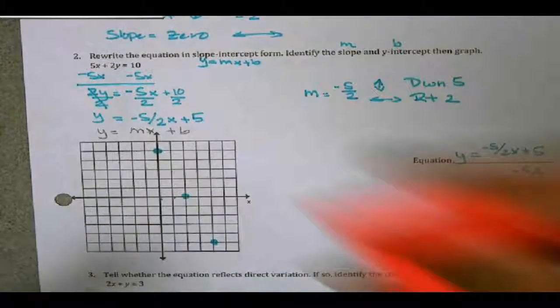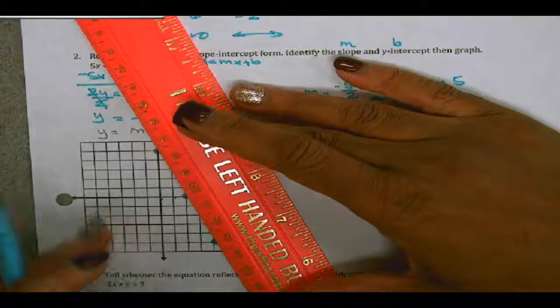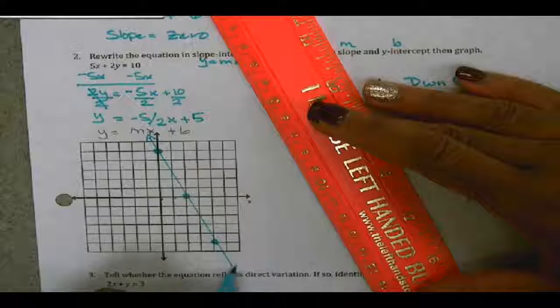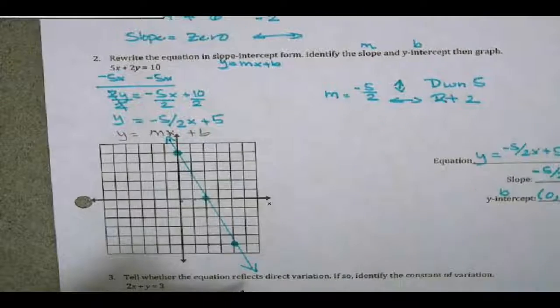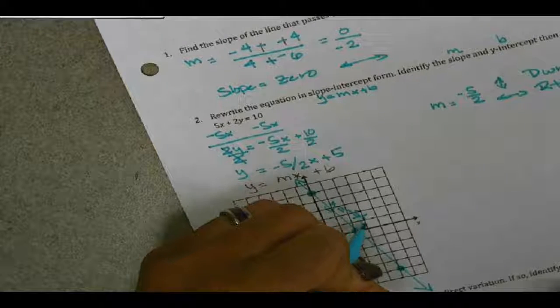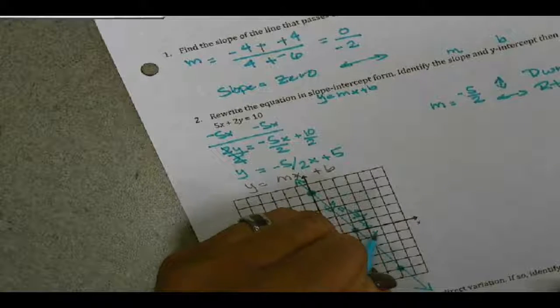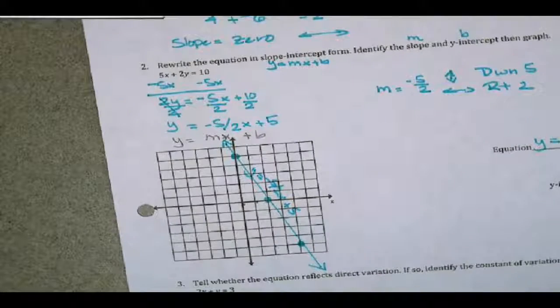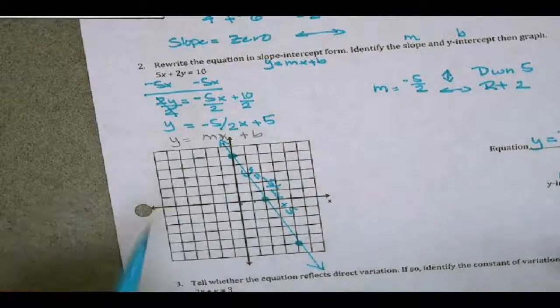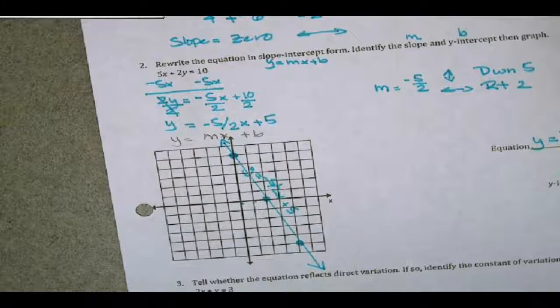Perfecto. Then I will connect my dots. Voila. One more thing for me to do. Label y equals negative 5 over 2x plus 5. Now, it's a little crammed up, and you can barely read what it says, but I know that it's there, and I know that it's labeled, and that makes me happy.